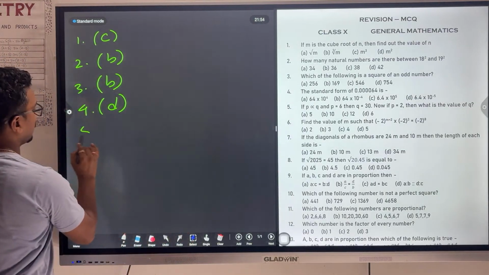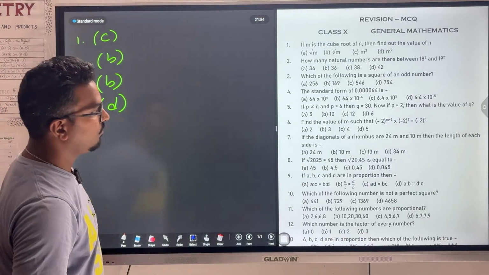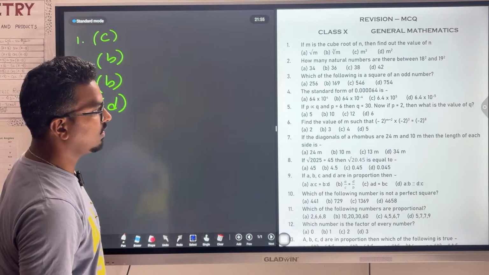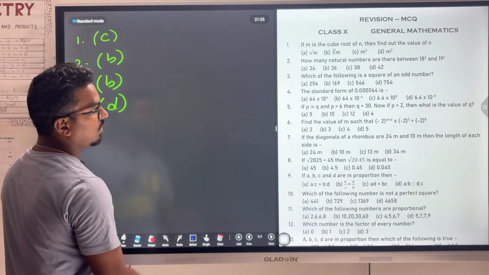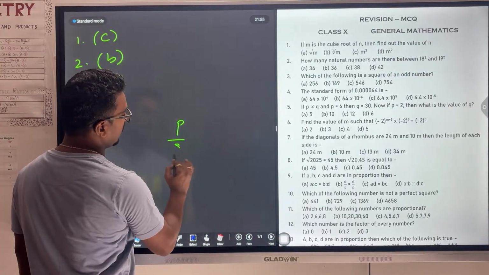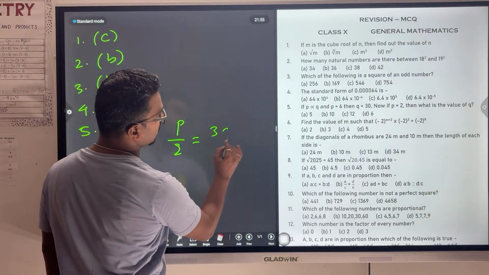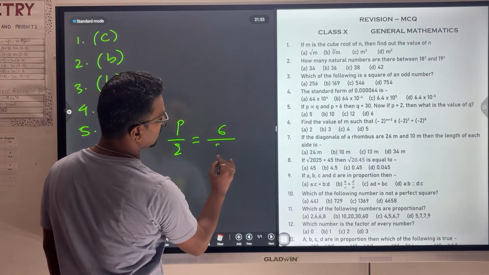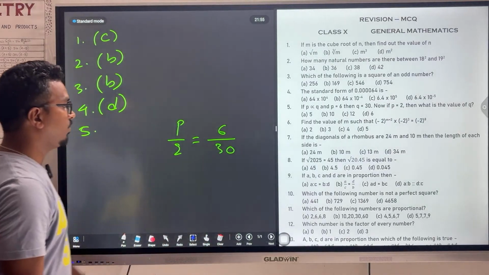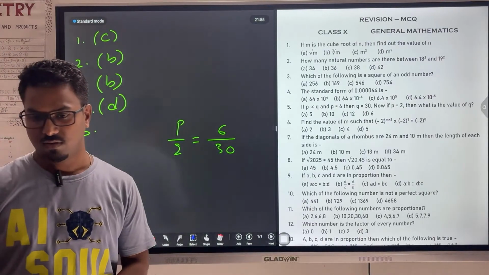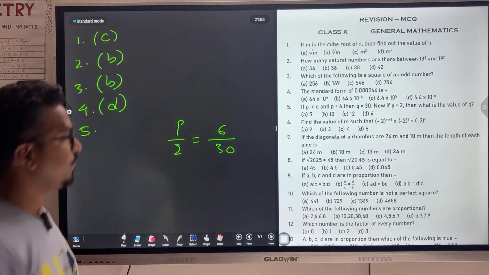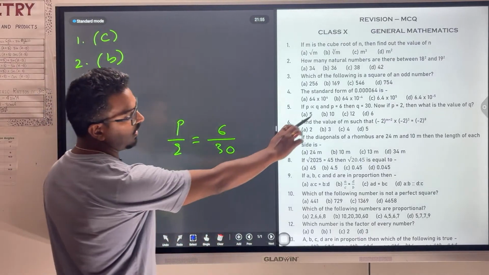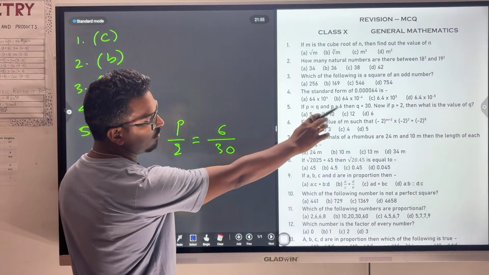Next, question number 5. If P is directly proportional to Q, and P is equal to 6 and Q is equal to 30. What is given? The P value is 6 and the Q value is given as 30. P is directly proportional to Q and P by Q is given as 6 by 30.